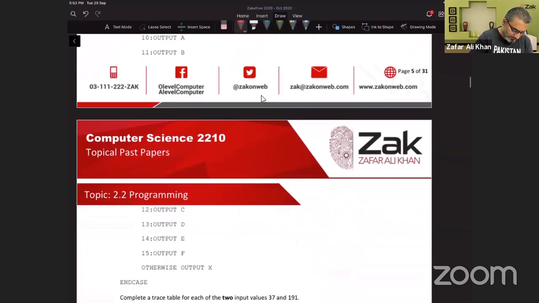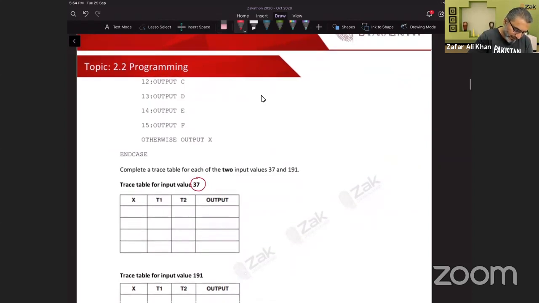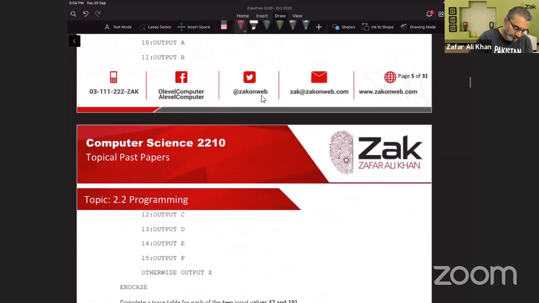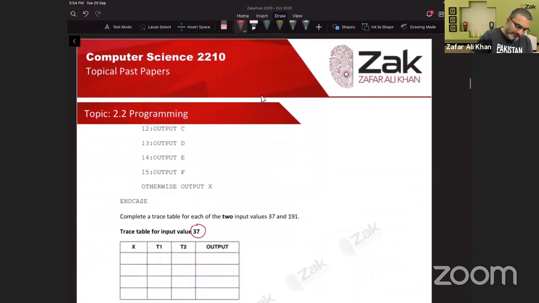Let's see. Trace the table for input 37. Trace the table for input value 37. So x, t1, t2, output. So input x. What is x now? 37.